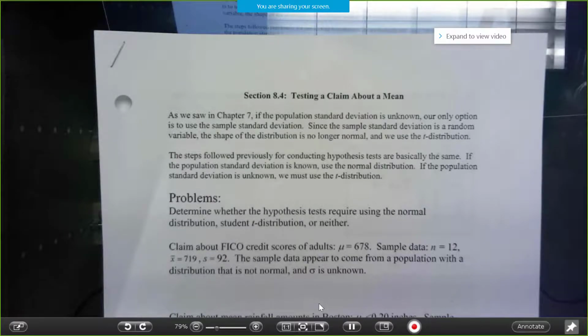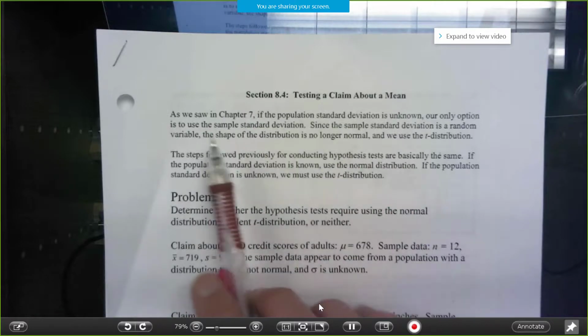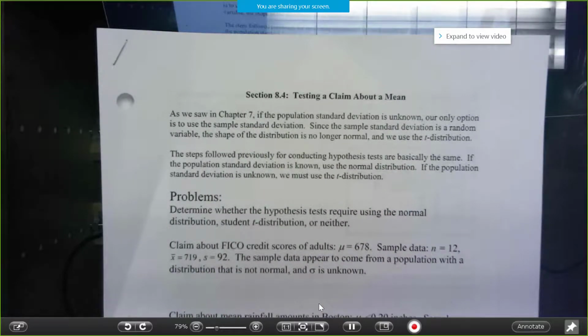It says, as we saw in chapter 7, if the population standard deviation is unknown, our only option is to use the sample standard deviation. And since the sample standard deviation is itself a random variable, because we'll generally get a different standard deviation for each sample, the shape of the distribution is no longer exactly like the normal curve. It looks a lot like the normal curve. It's bell-shaped. It's different in the tails. And so we have to use this other distribution called the t distribution.